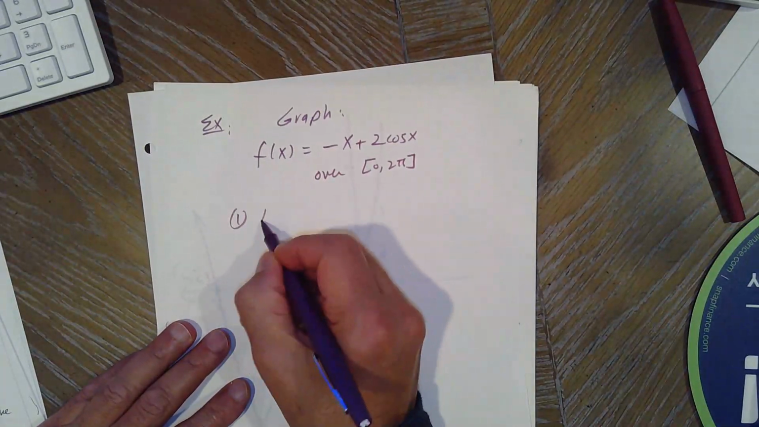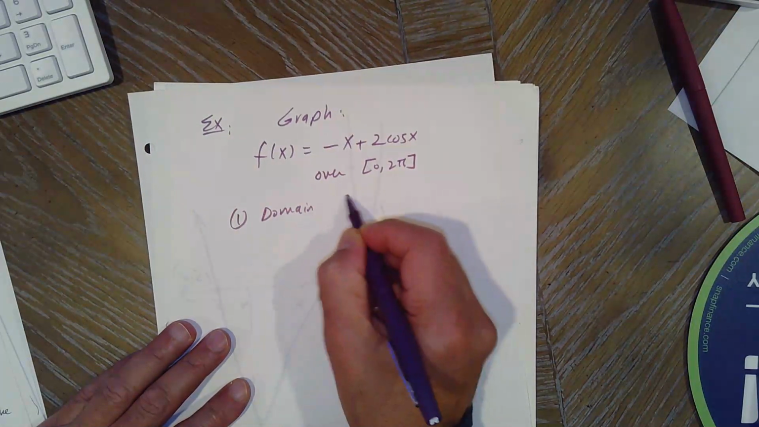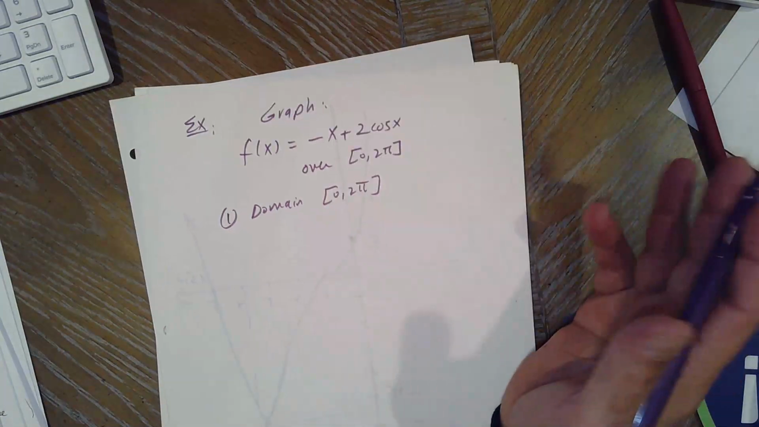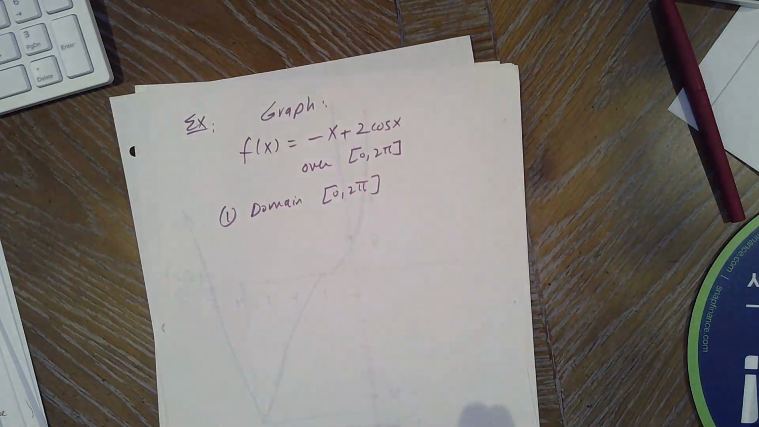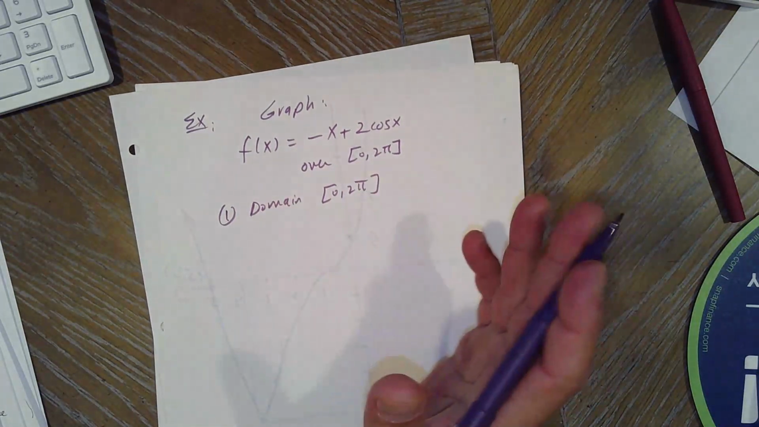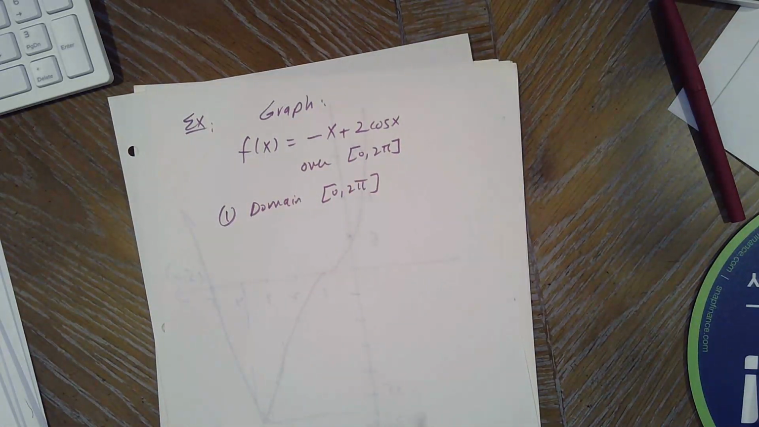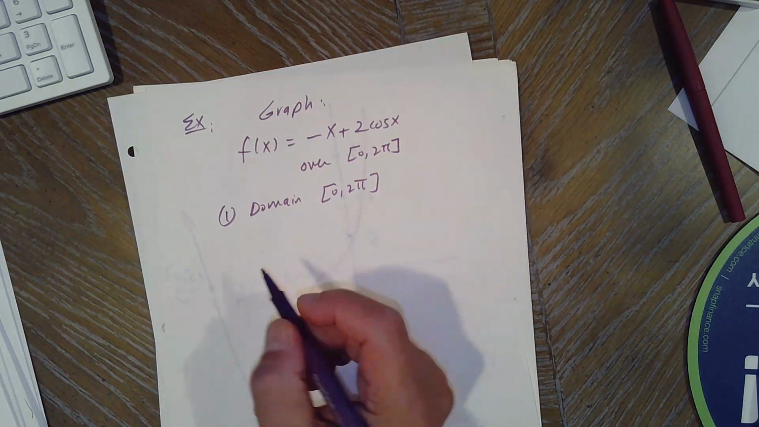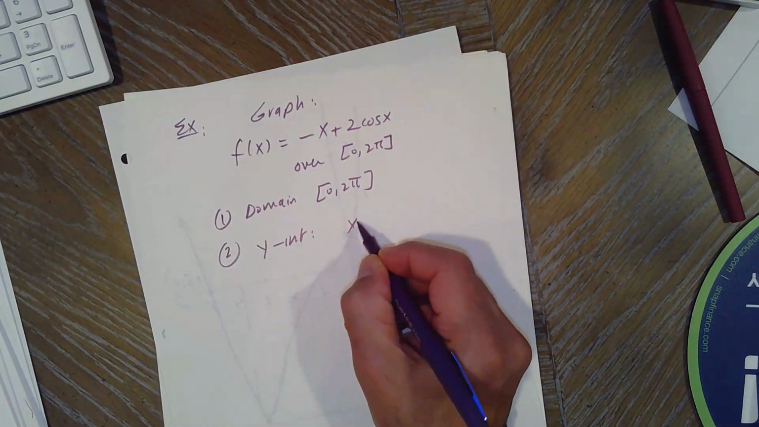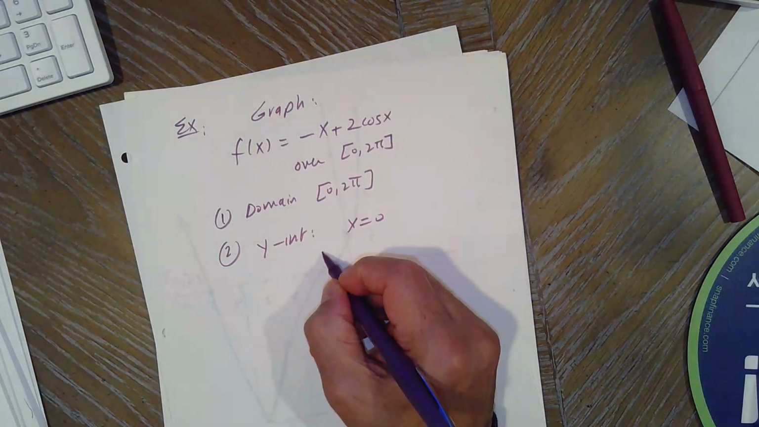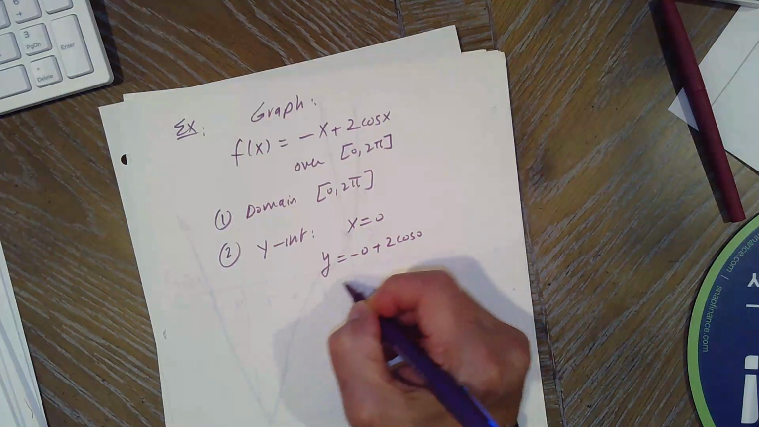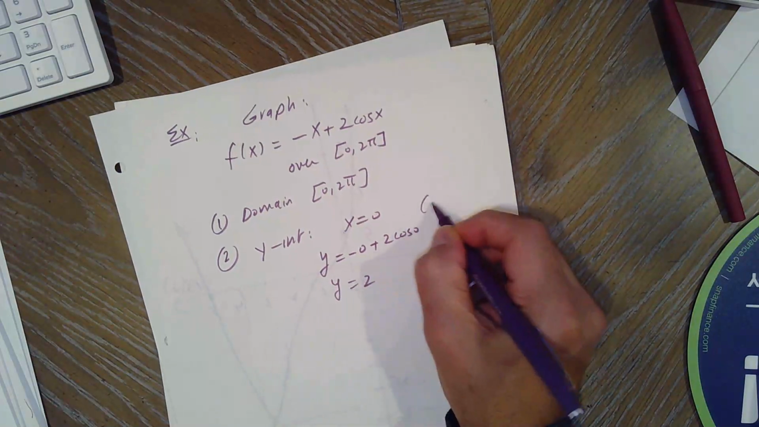Well, obviously the domain here is 0 to 2 pi. Right? That's what they're telling us to do. Otherwise it would be all real numbers, but here they're restricting that. And to find the x-intercept and the y-intercept, the y-intercept is the easier one here. When you do x equals 0, you get y equals negative 0 plus 2 cosine 0. That's 2 plus 0 is 2, so (0, 2).